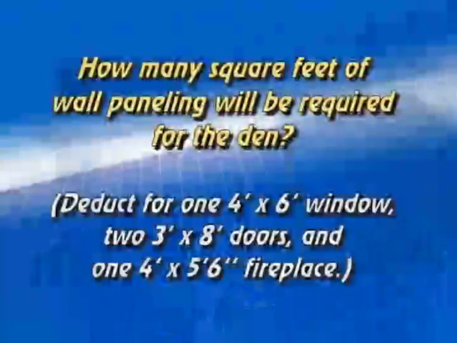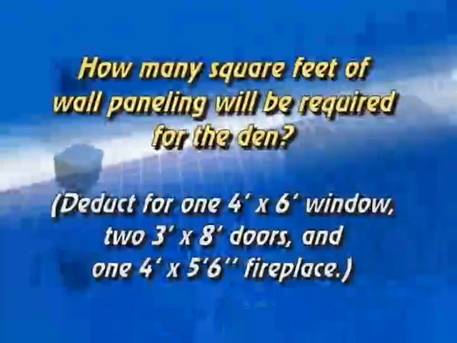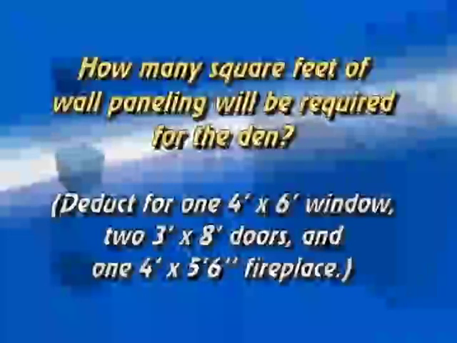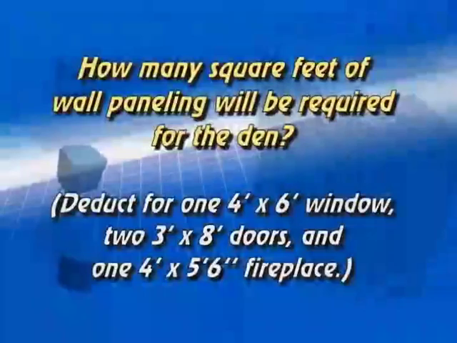Number 3, how many square feet of wall paneling will be required for the den? Deduct for 1 4-by-6 foot window, 2 3-by-8 foot doors, and 1 4-foot by 5.5 foot fireplace. What we first have to figure out is what is the length of the wall paneling that we're going to be putting up. To do that, we need to figure out the 4 dimensions of the size of the room.